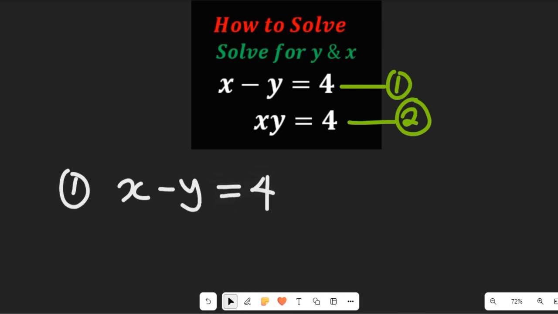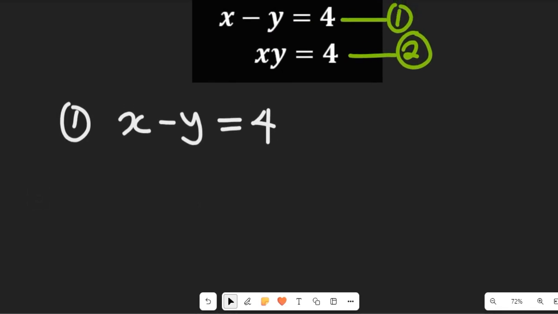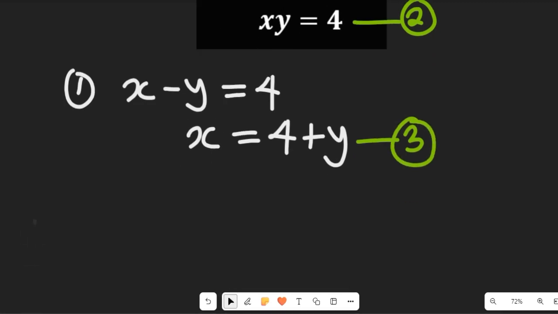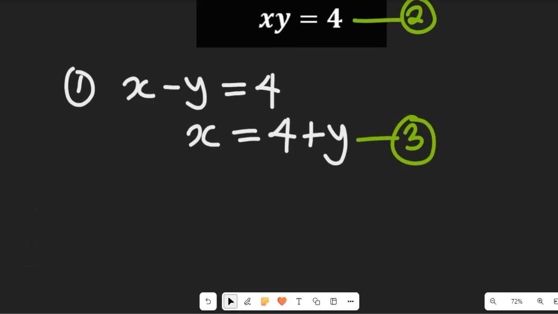From whichever part you want to take it from, I can simply make y the subject of formula, or I can make x the subject of formula. This time around, I'll find it easier to make x the subject of formula. So x will be equal to 4 plus y, and I'm going to consider this to be equation 3. That will form the basis of all the equations we'll be using in this solution.